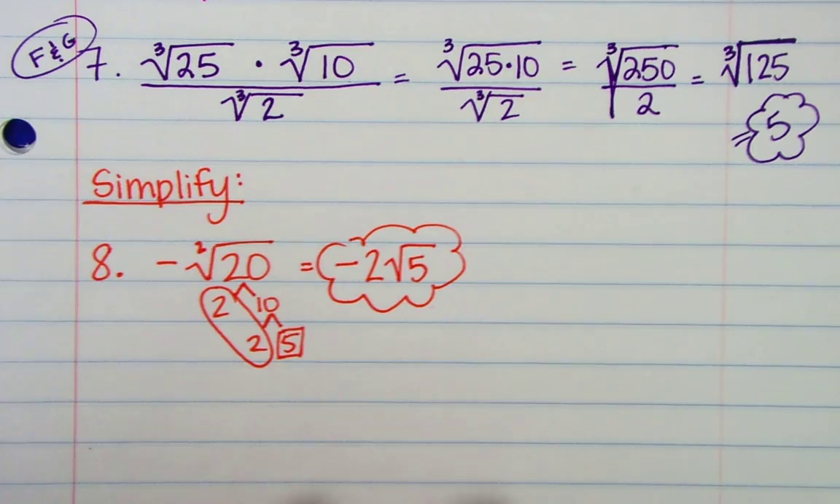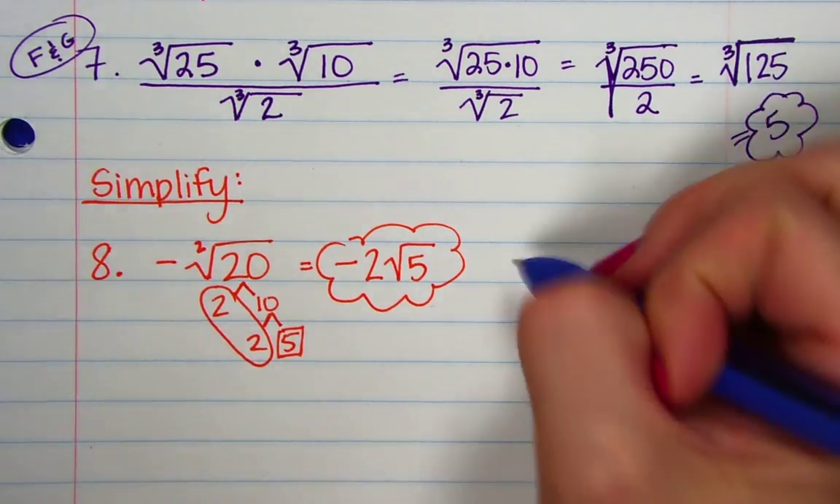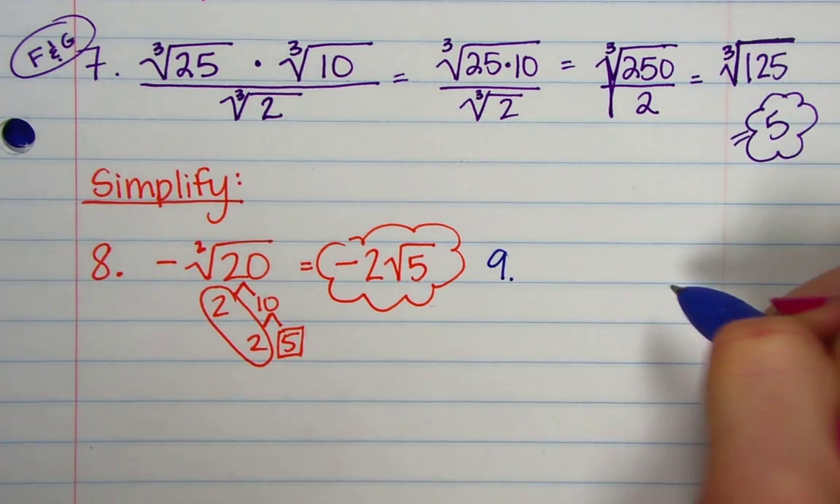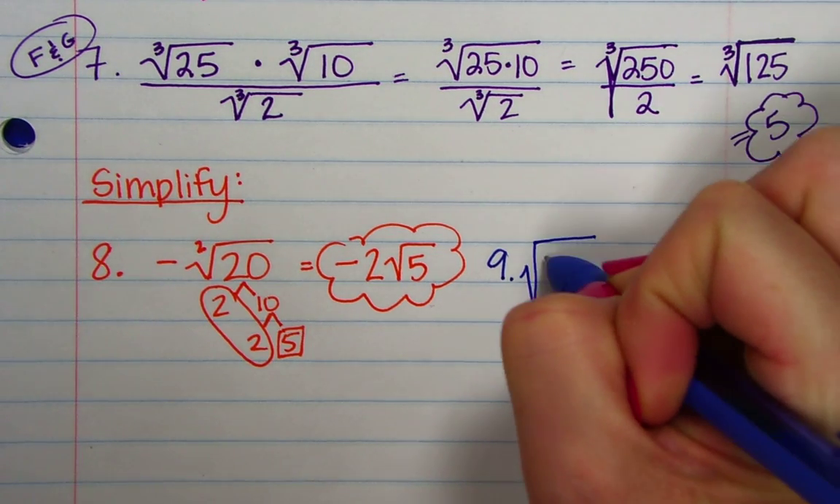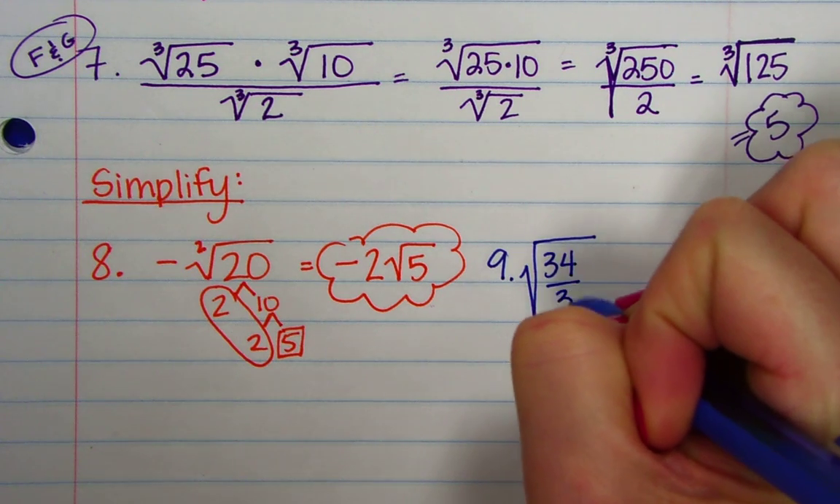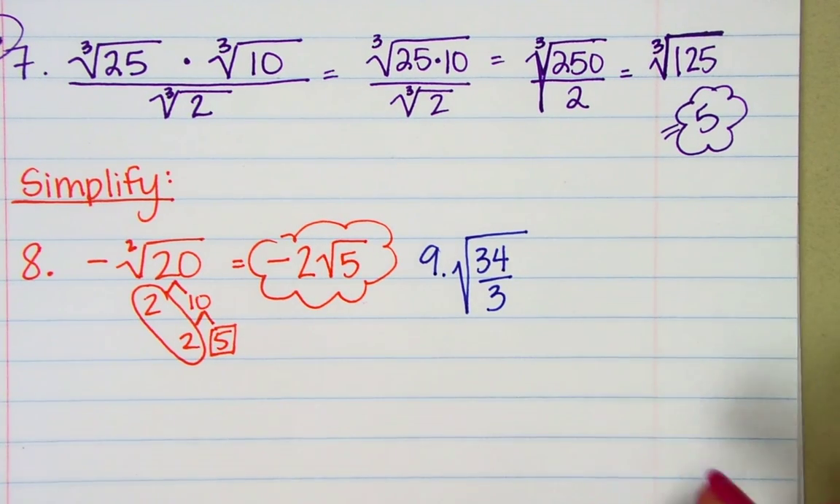All right, dos más. All right, number 9. Okay, square root of 34 over 3. All right, one of the rules, well, first of all, try doing it in the calculator. Decimal. Okay, try just 34 divided by 3 in the calculator. Or also a decimal, right? Either one. Okay, so we're going to do something else to fix it.